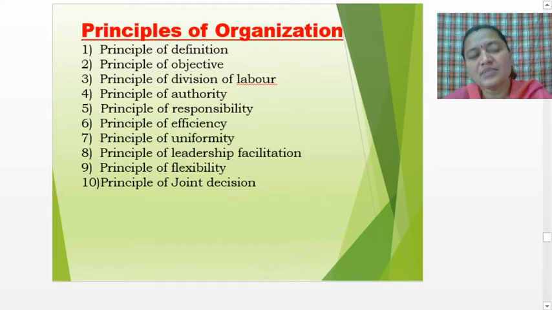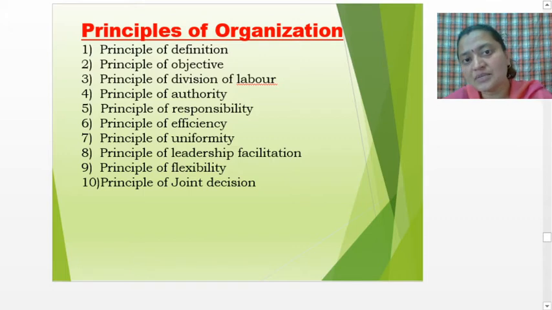The next one is the principle of authority. Now who has the authority in the organization? Usually the top management will have that authority. Authority means the position. And the responsibility will be given to the lower level management. So authority and responsibility will go hand in hand. Authority means the top level management will have the authority, power or position.